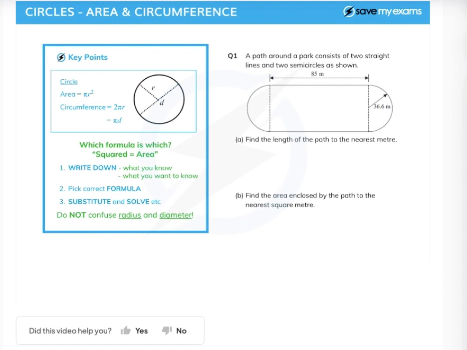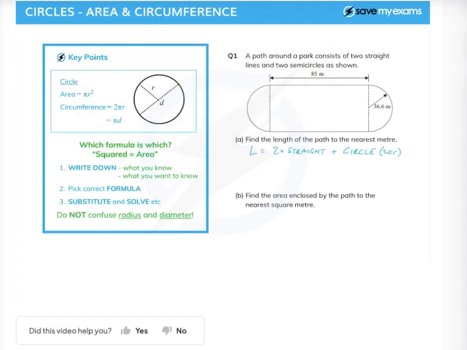We've got a path around a park, and it consists of 2 straight lines, there they are, and 2 semicircles at the end. And we'll note that the radius of the semicircles is 36.6 meters. And we're asked to find the length of the path to the nearest meter. Okay, so what is the length? The length is going to be 2 times the straight bit plus 2 times the distance along the semicircle, and that of course 2 times the semicircle is 1 circle, and that is going to be 2 pi r.